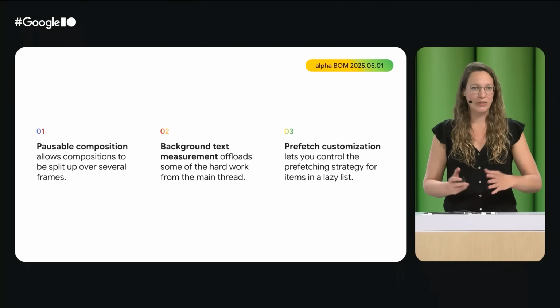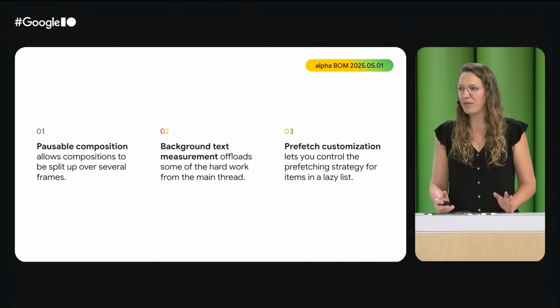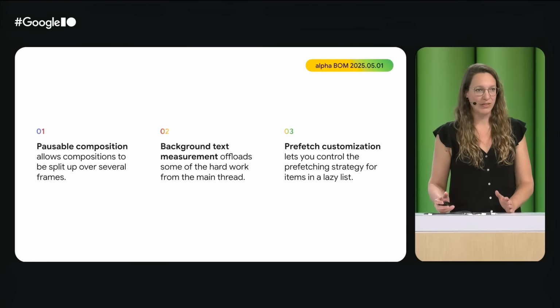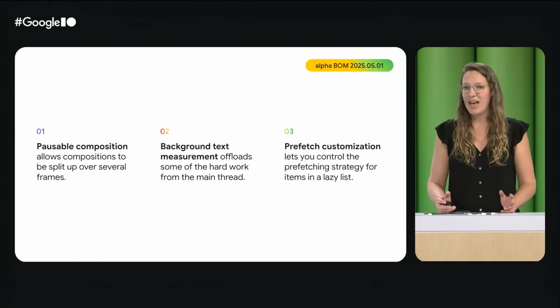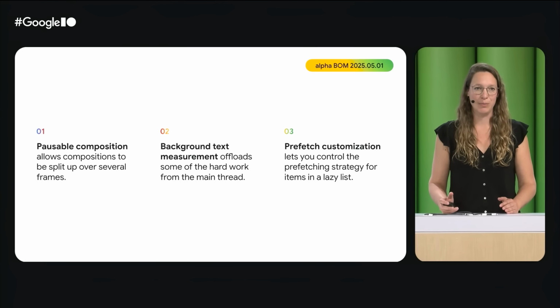Now, this is just one example benchmark that demonstrates all the work that our engineers have been doing in the past years to make the performance of Compose better. But our engineers are constantly finding and applying other optimizations as well. For example, we're introducing pausable composition, which splits the composition over several frames. We are offloading some of the harder work off the main thread, starting with text measurements. And we're allowing you to customize the prefetching of items in a lazy list.